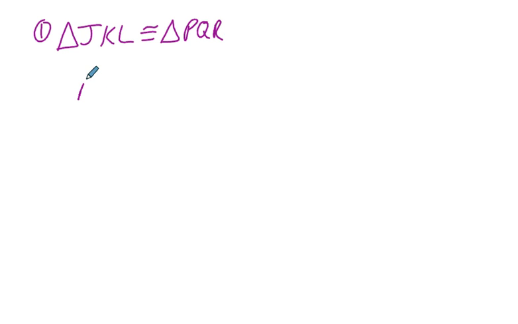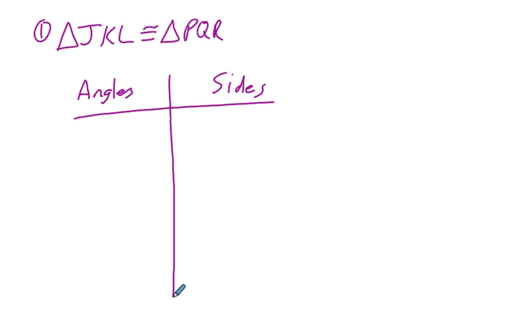So now we're going to list out our congruent angles and our congruent sides. A lot of times you'll see this in a table format. It won't always be in a table format, but it could be. So if we're listing out our congruent angles, I'm going to say that angle J is congruent to angle what?